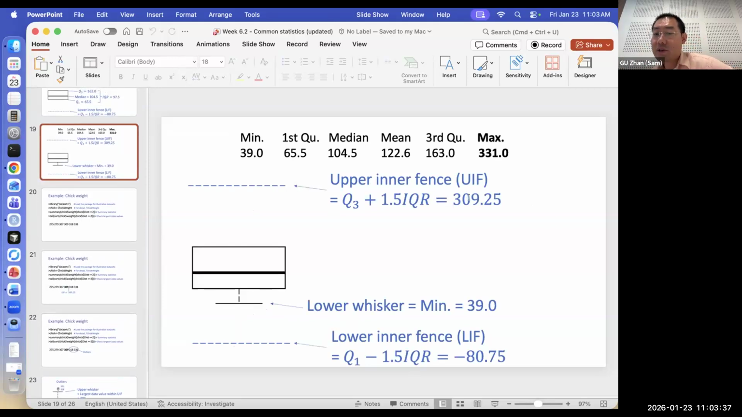Upper inner fence is to compare the upper whisker, upper inner fence with the maximum. Okay, upper inner fence is 309, maximum is 331. So there will be some more extreme values beyond the upper inner fence. So in this case, the upper whisker will extend till the upper inner fence. It will be just as high as the upper inner fence, then connect to the box with a dotted line. Then any individual sample values, the chick weight heavier than the upper inner fence and the upper whisker will be shown as outliers shown here.